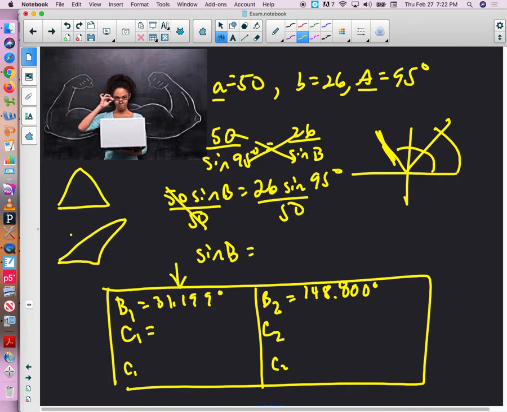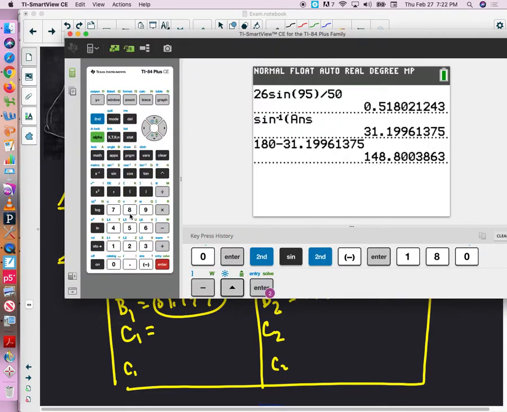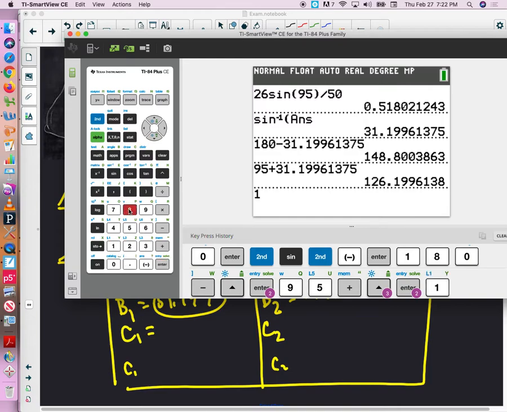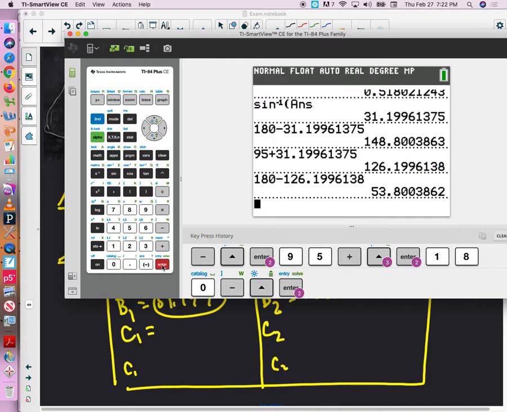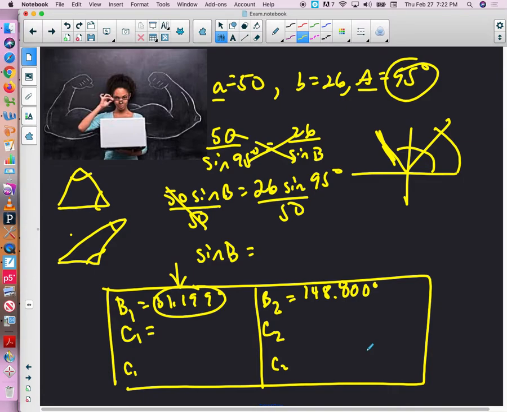Alright, so now that I have those numbers, let's go back and build this one. The angles of a triangle have to add up to 180. So I have 95. If I put it with the 31, the acute angle, I'm going to see what the other angle could be. So I'm going to say 95 plus the 31, and subtract that number from 180. And I get 53.800 degrees.